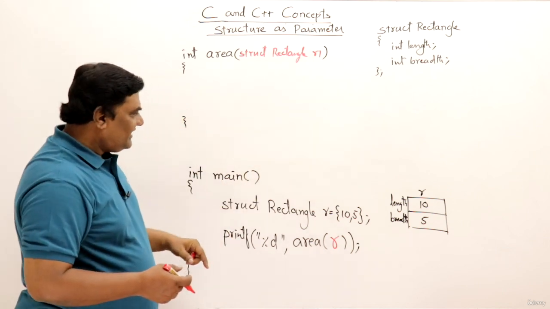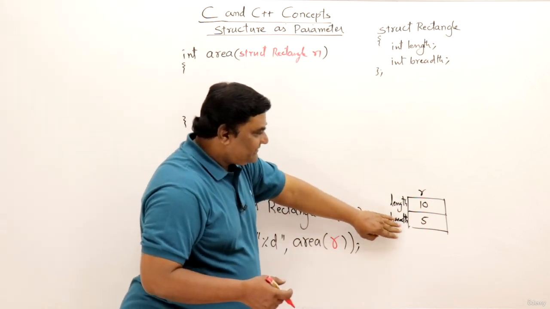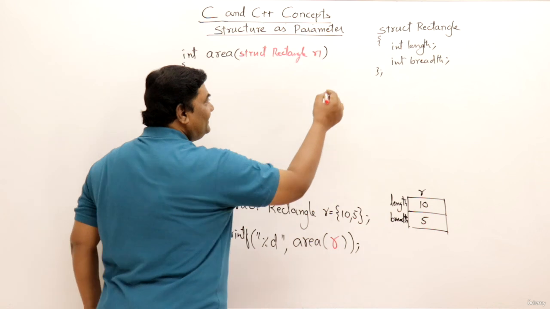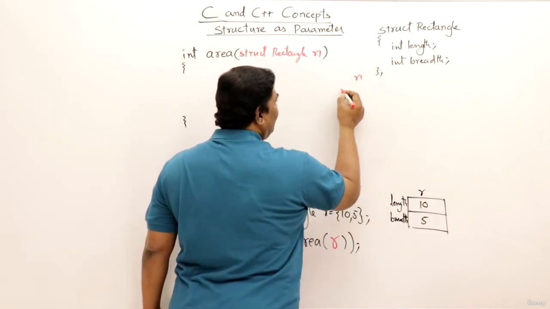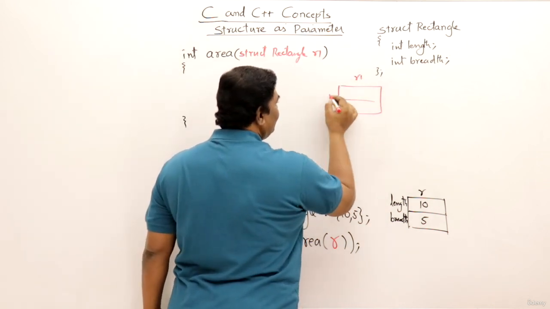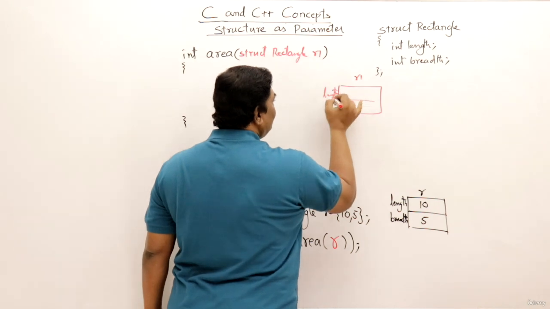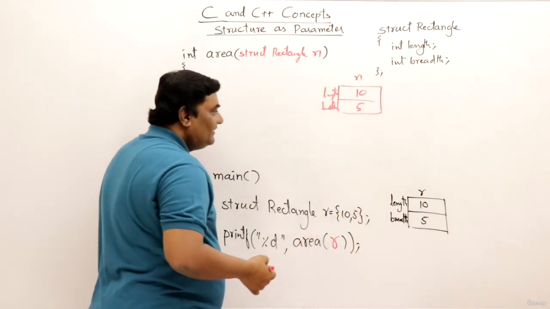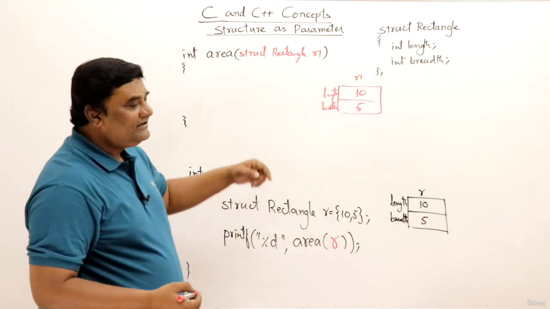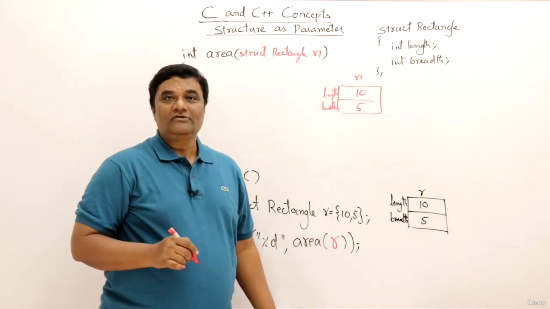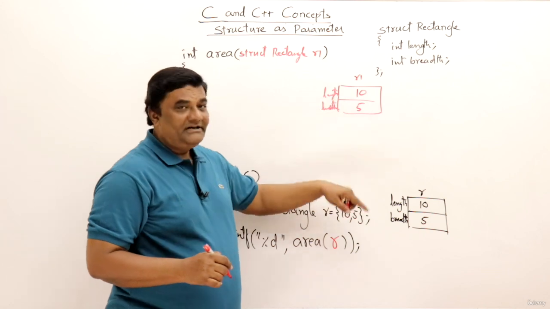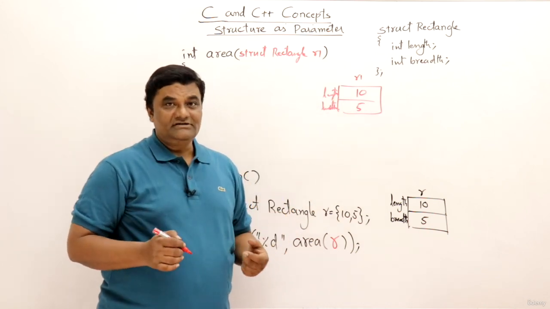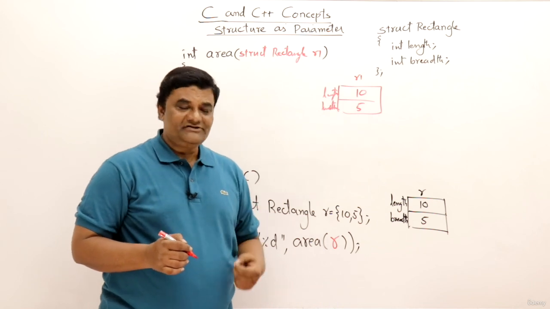So in call by value, what happens? This object or this variable is passed by value. So a new variable will be created here, a new variable R1, and it will have its own members, that is length and breadth, right? So the values will be copied here. So it means a separate object will be created. Yes, a separate object will be created in call by value and everything will be copied in the corresponding members. This is the benefit of structure. This is one more useful feature.